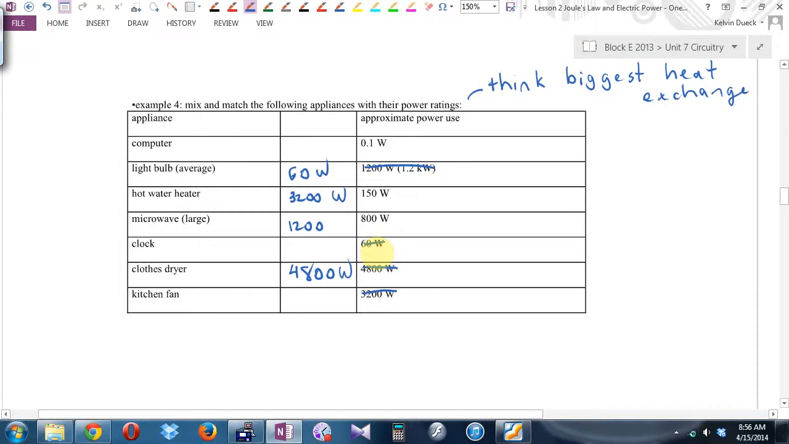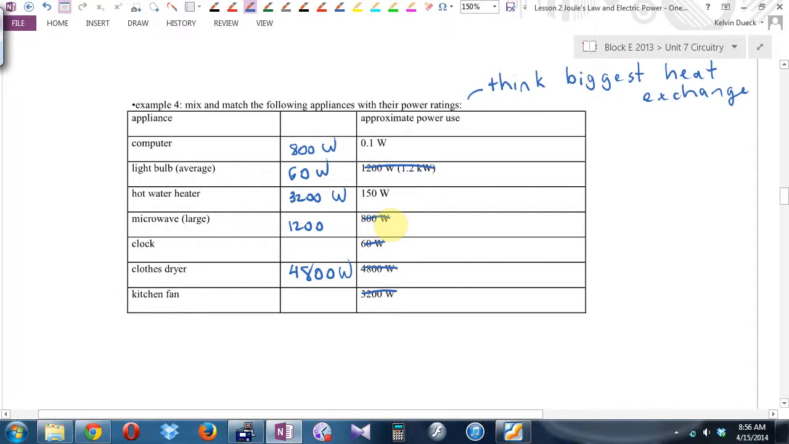We have computer, clock, and kitchen fan. Which of those do you think uses the most power? Computer. They generate actually a fair bit of heat. Most of your computers have a fan that runs to cool it off. So 800 watts for a computer. Or a heater. Yeah, there's all sorts of options as well. Yep.